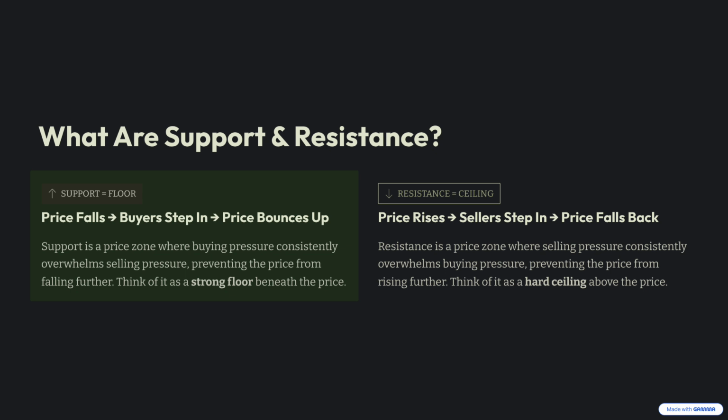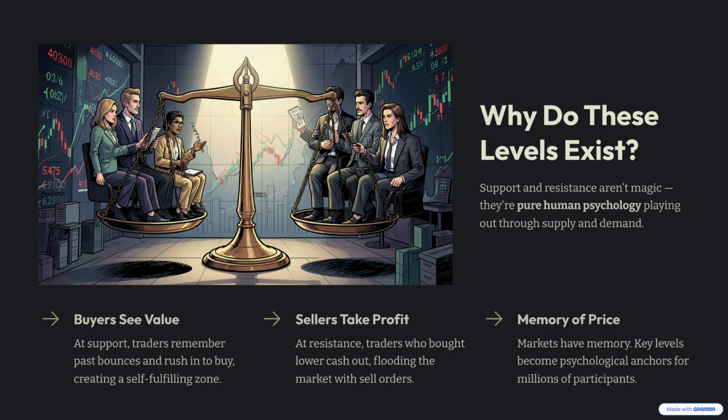Think of support as the floor of a building. It's a price level where falling prices often stop and bounce back up. Why? Because enough buyers step in, thinking this is a good deal. Resistance is the ceiling. Prices rise and hit this level, then often get pushed back down because enough sellers say this is expensive enough, time to take profits.